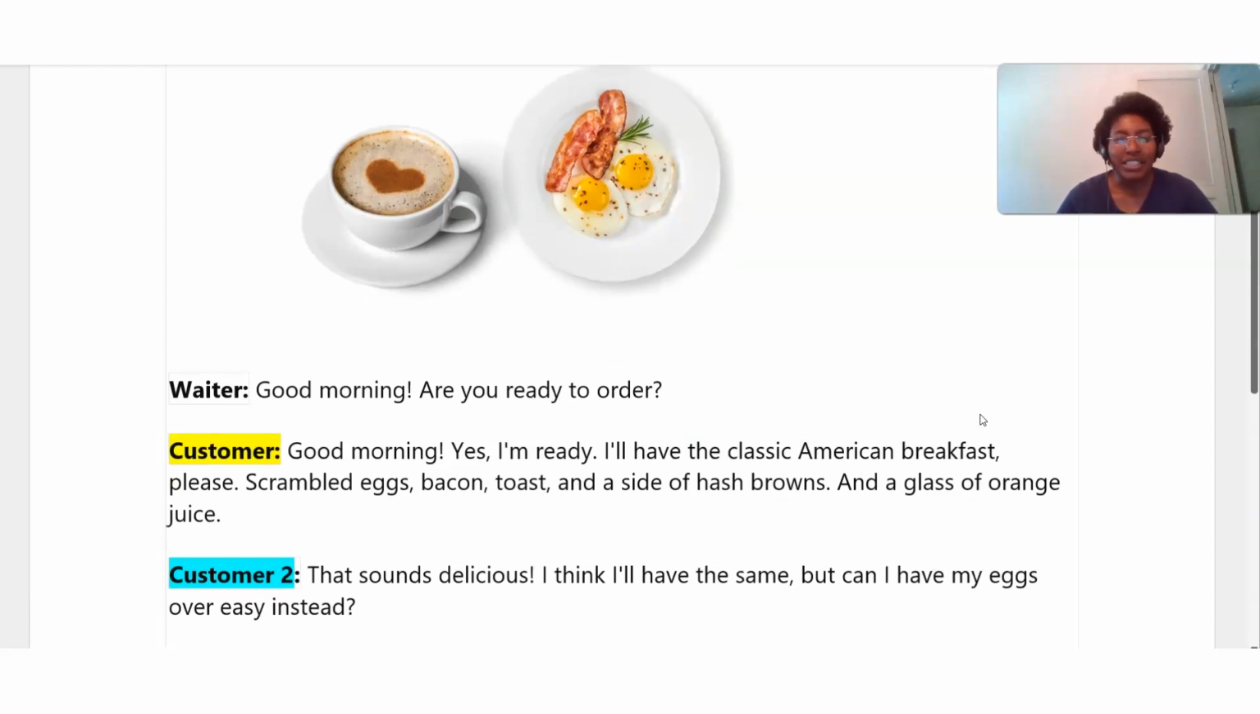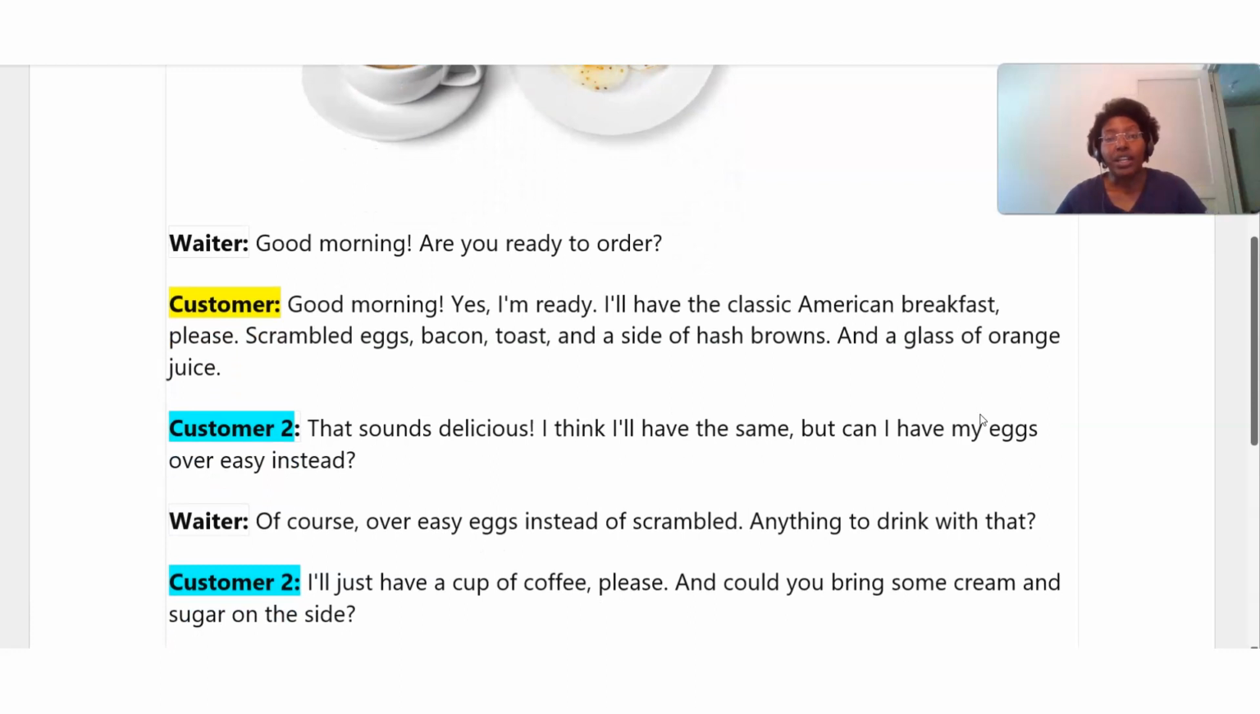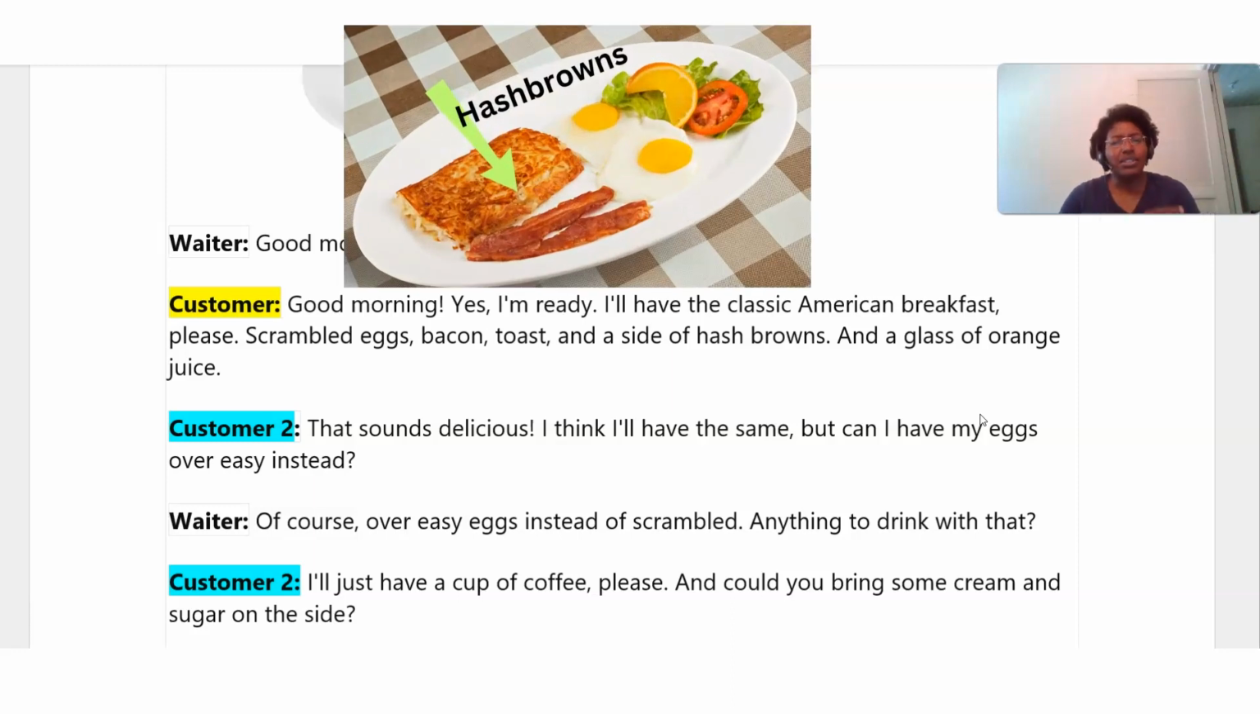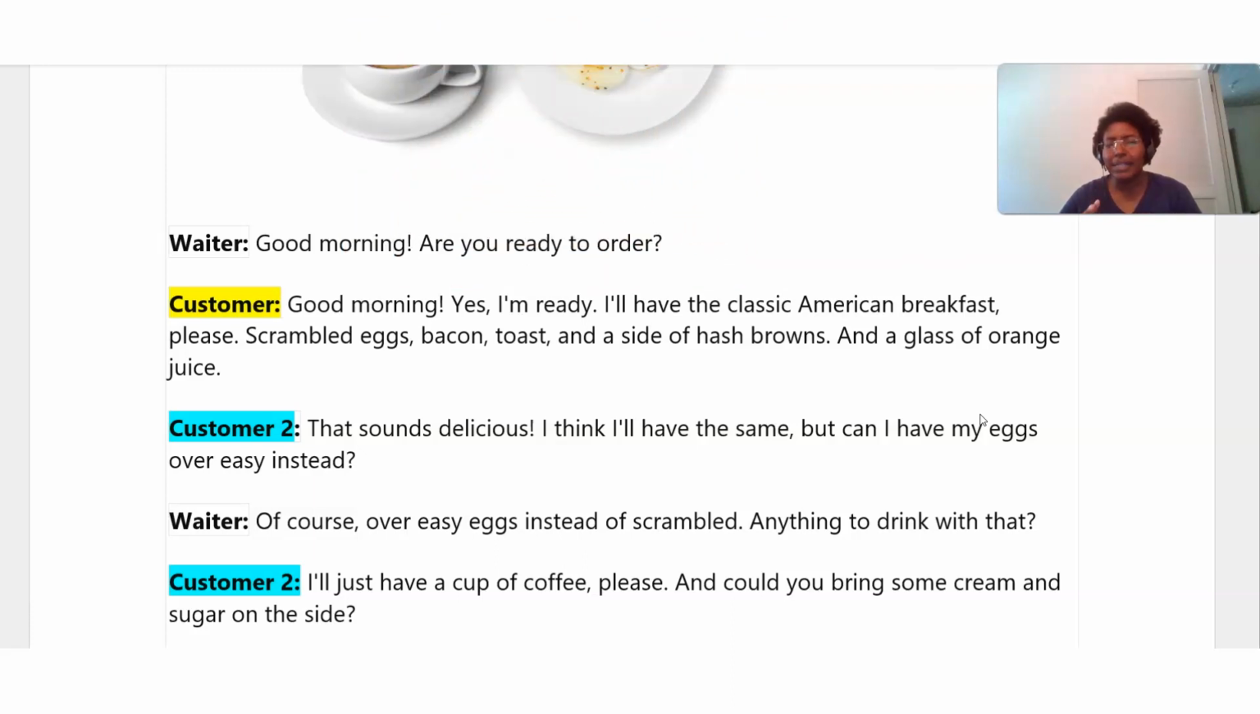The waiter comes in and says, "Good morning. Are you ready to order?" First customer: "Good morning. Yes, I'm ready. I'll have the classic American breakfast, please. Scrambled eggs, bacon, toast, and a side of hash browns, and a glass of orange juice." Customer 2 says, "That sounds delicious. I think I'll have the same. But can I have my eggs over easy instead?"